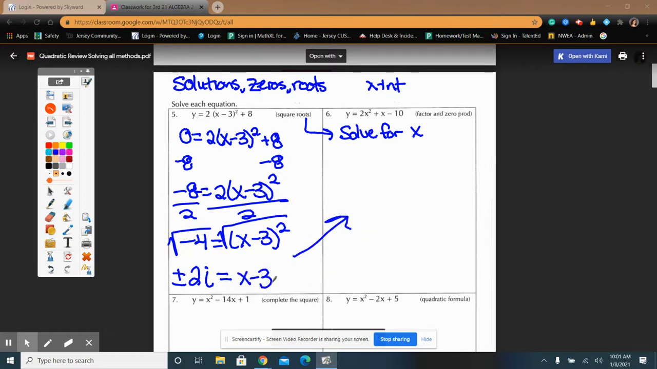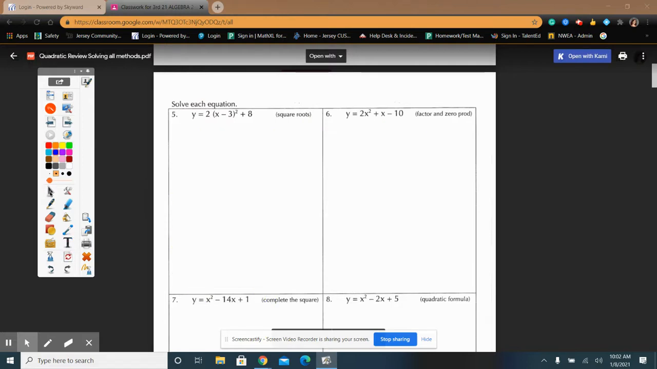To finish up, I need to get x all by itself, so I'll add 3 to both sides. So I get 3 plus or minus 2i. Now this is okay for math people to write it this way, but if you want to know what the two answers are, because I'm always looking for two answers, it's 3 plus 2i and 3 minus 2i. And that's how you solve by getting x by itself, or what they call the square roots. And we do that when it's easy to get x by itself.